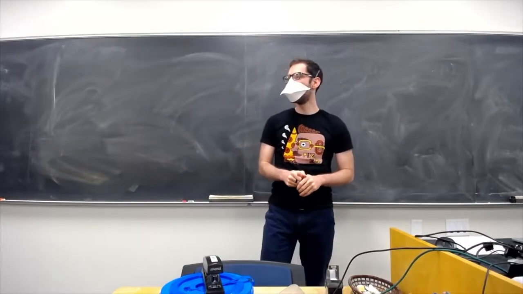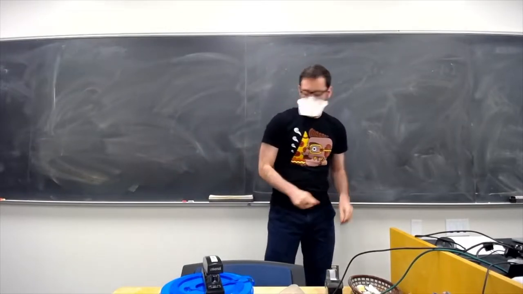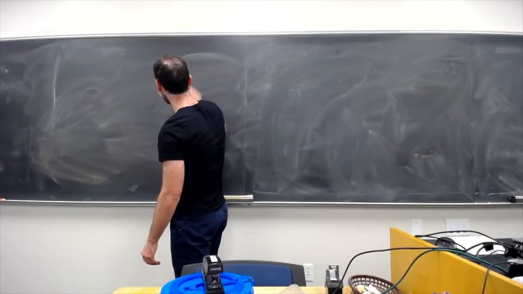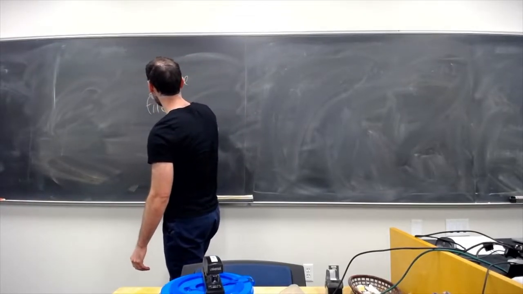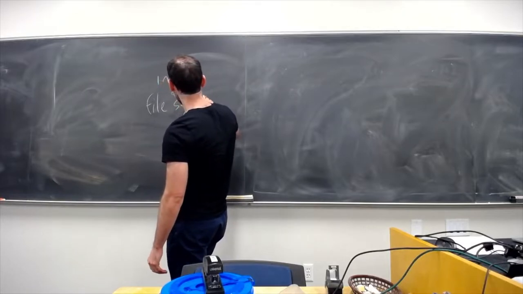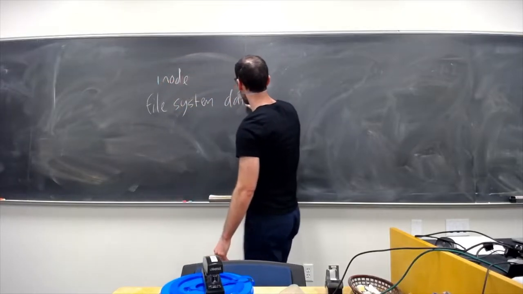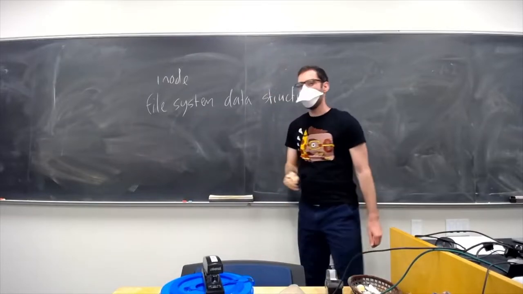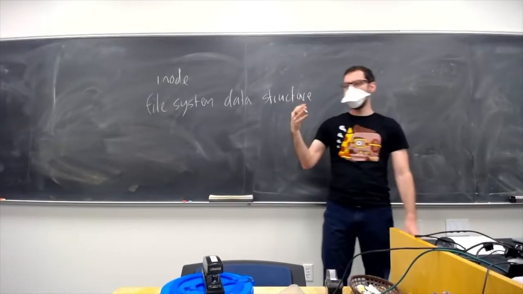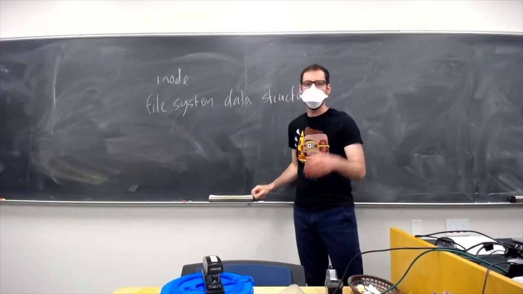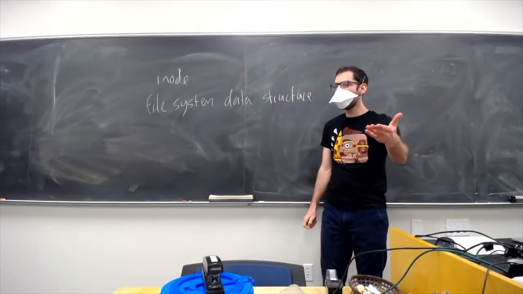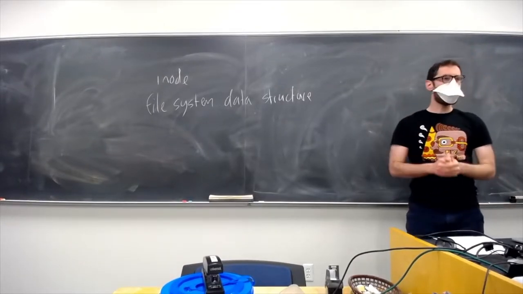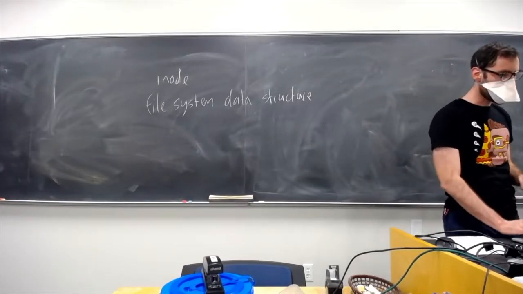Can you just clarify what an inode is? Yes. An inode is a file system data structure that maintains information about where actually on the disk the file's data is, what permissions are there to access this file, things like that.